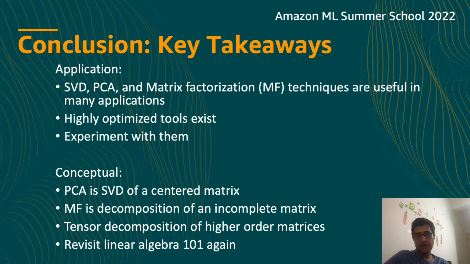And just to revise what we have learned in terms of the conceptual items that we went through. PCA is your singular value decomposition of a centered matrix. A centered matrix is what you get when you take the rows of the X matrix and subtract the mean out of that. Matrix factorization is decomposition of an incomplete matrix where the individual elements are not completely observed.